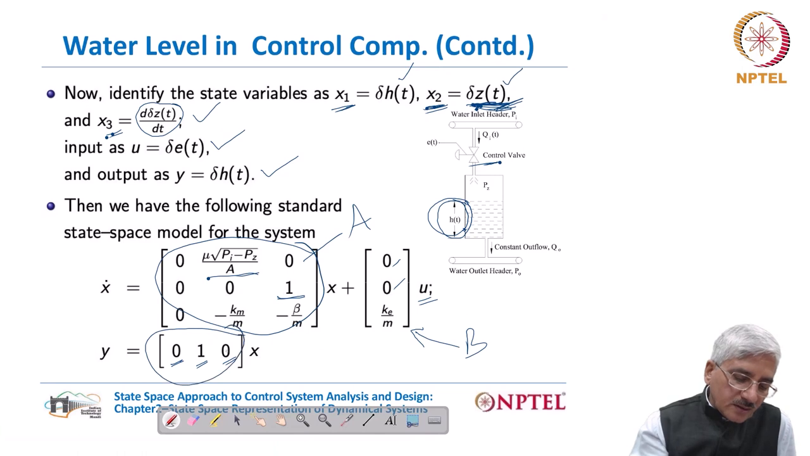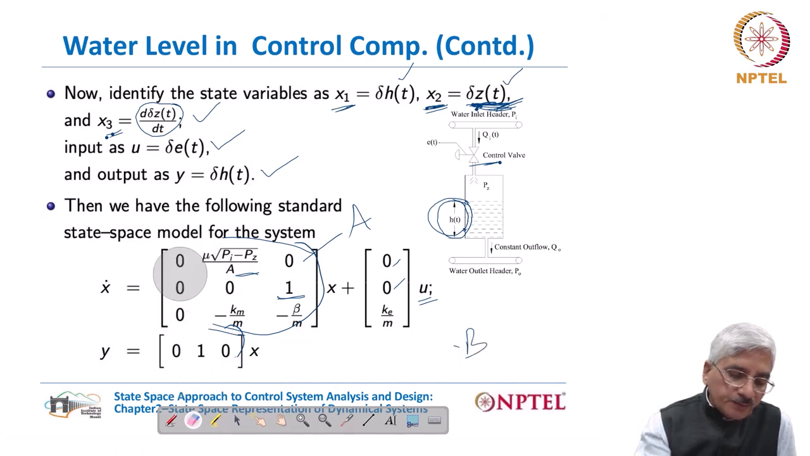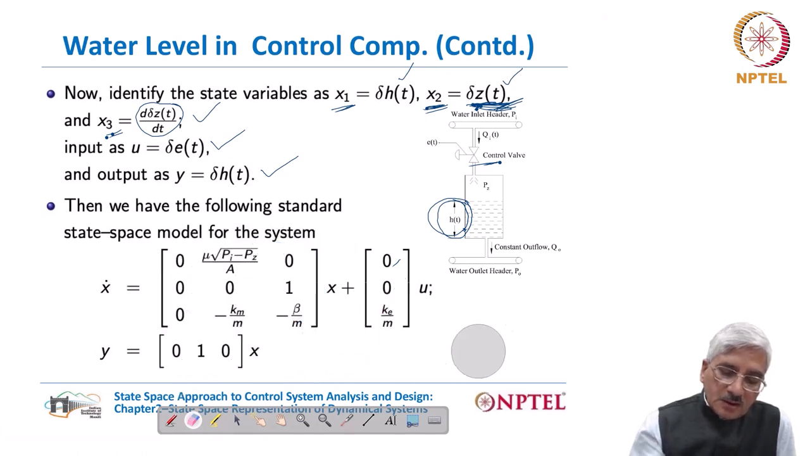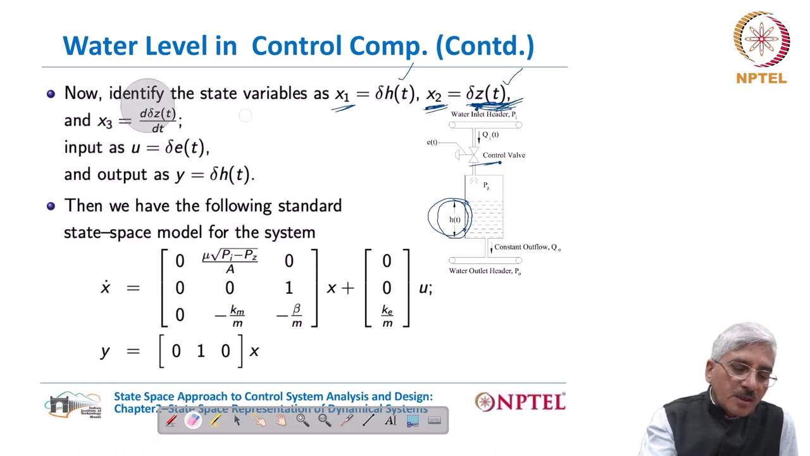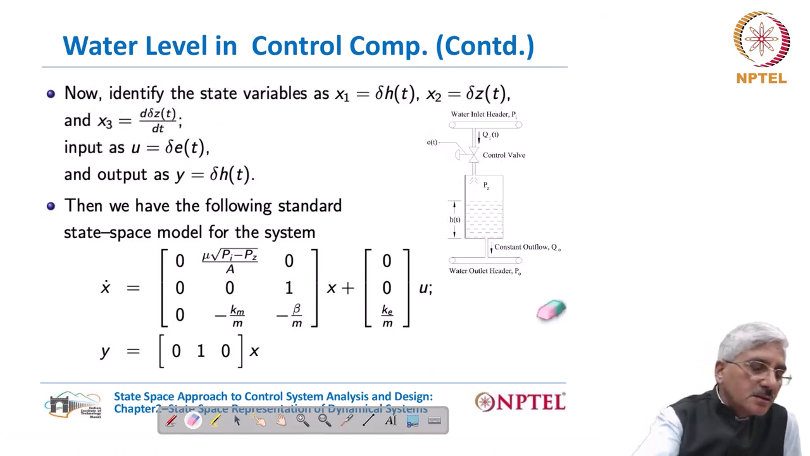So this is the C matrix. And so the system is given as x dot equal to A into x plus B into U, and Y is C into x. This is the dynamical equation in the standard state space form for the liquid zone control compartment, which is used in the large nuclear reactors.